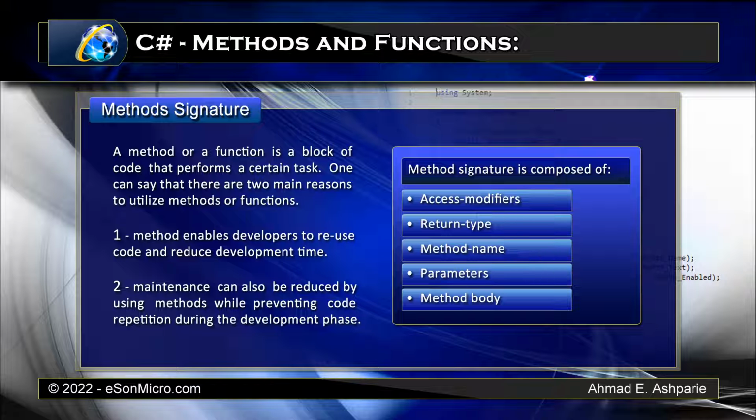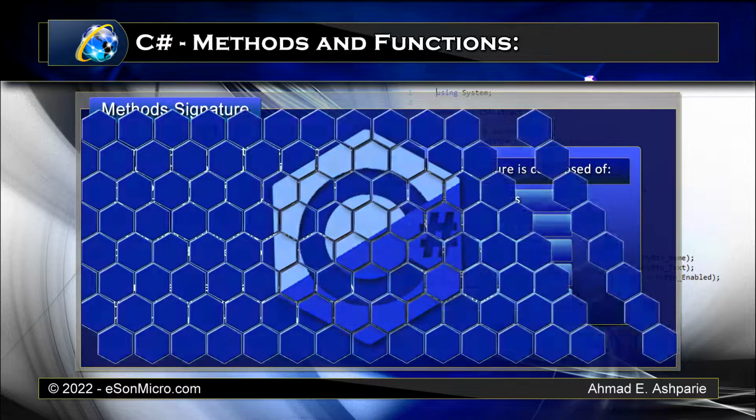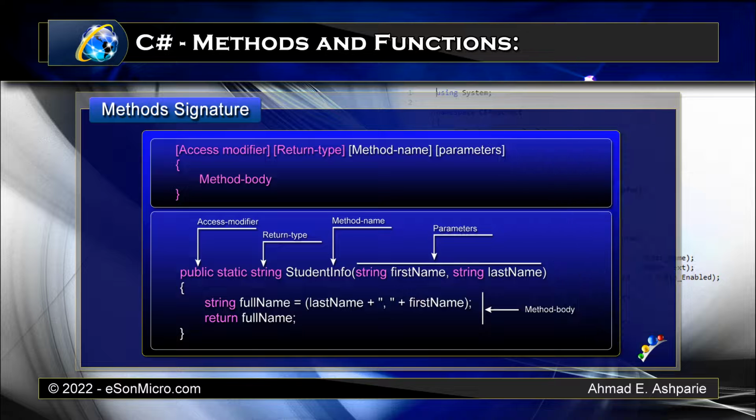A method signature is composed of access modifiers, return type, method name, parameters, and method body. Here we have a very simple example of a method: public static string StudentInfo, open parentheses, string firstName, string lastName, close parentheses, open braces, string fullName equals lastName plus firstName, return fullName, close braces.